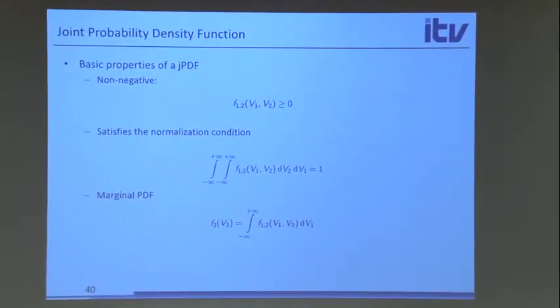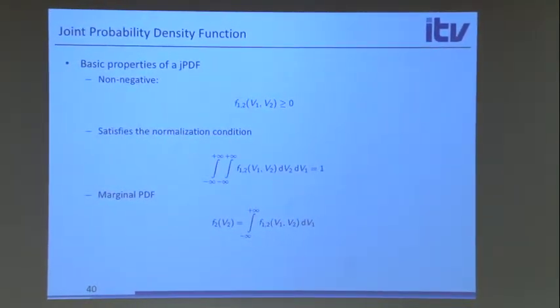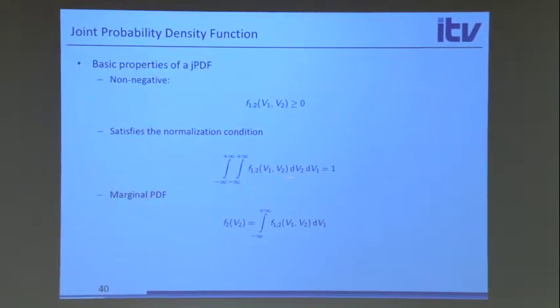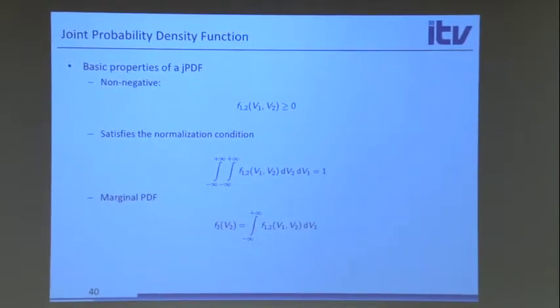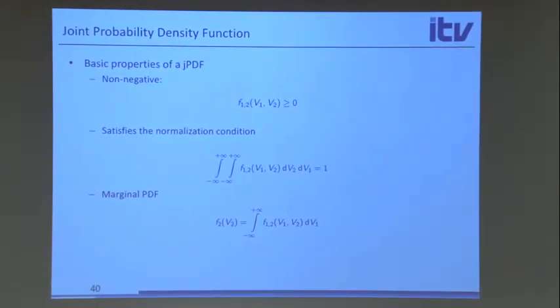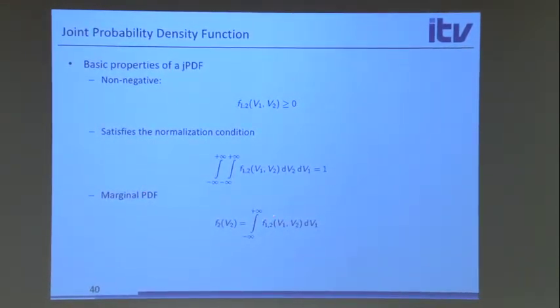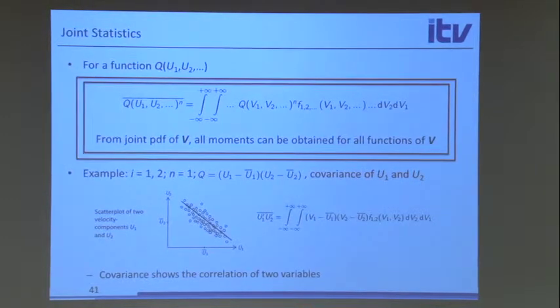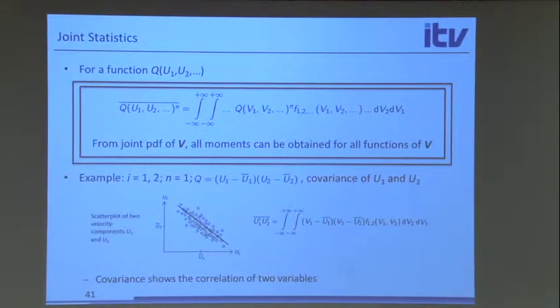Basic properties are the same. This function cannot be negative. If we integrate it over the entire sample space, here now in two different sample space variables, then the integral should be 1. And if I integrate over just one direction, I get the marginal PDF in the other direction. So, this is where we stopped.